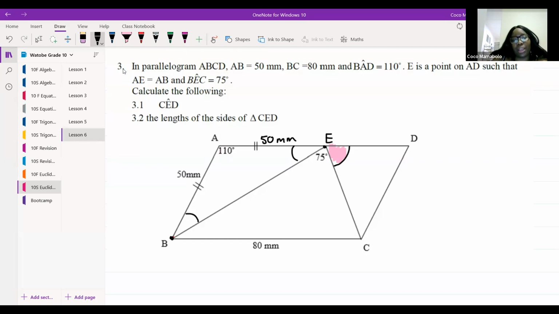So what I'm going to do is name this one x. And if this one is x, this one is also x. So 180 degrees minus 110 is equal to 70. So that means the two small angles add up to 70 degrees. Good. So I'm going to say 2x is equal to 70 degrees. Therefore, x is equal to how much? 35 degrees. Good, 35 degrees.